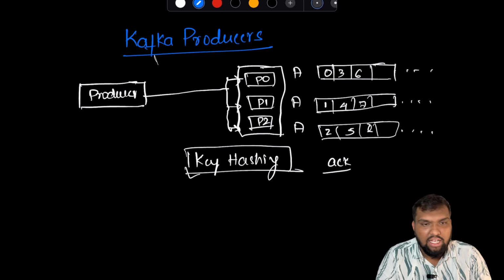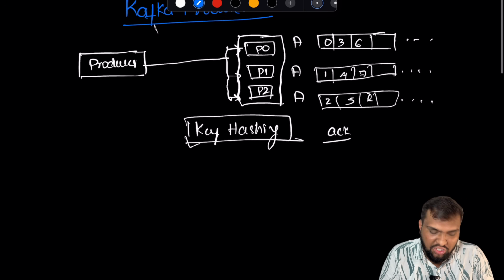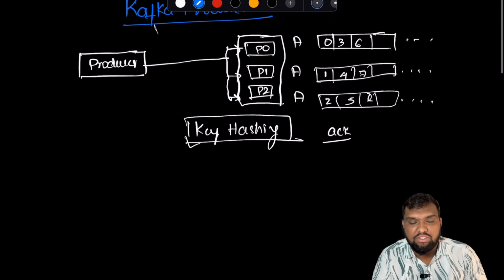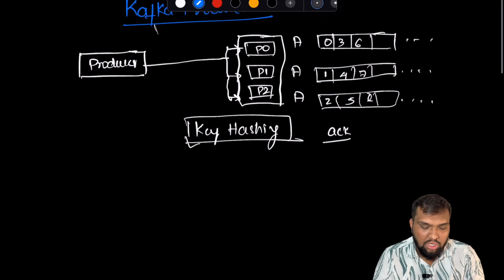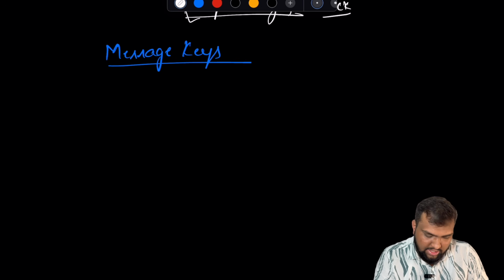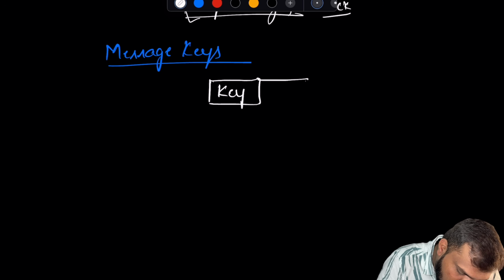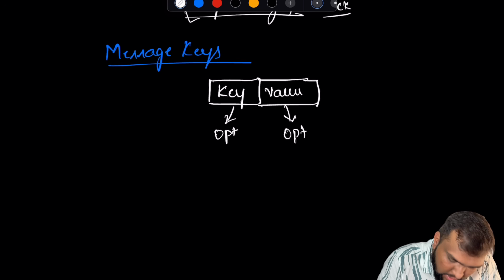After understanding Kafka producers, let us go in depth about Kafka message keys. So let's understand what message keys are. Each event message contains a key, which is optional, and a value. Whenever you send a message, we have this key and we also have the value. Both can be optional. This is optional and this can also be optional.